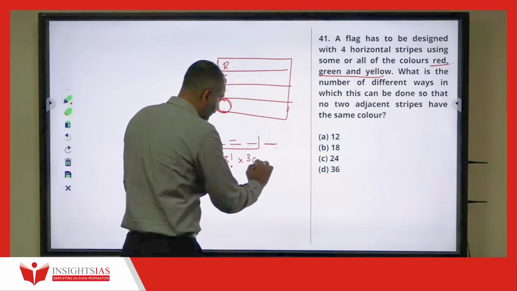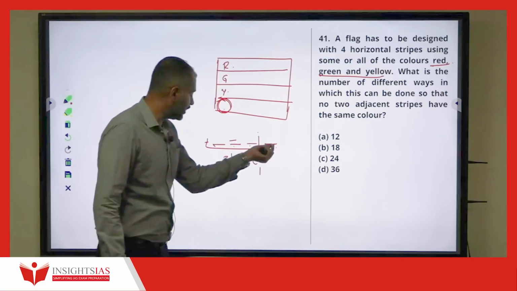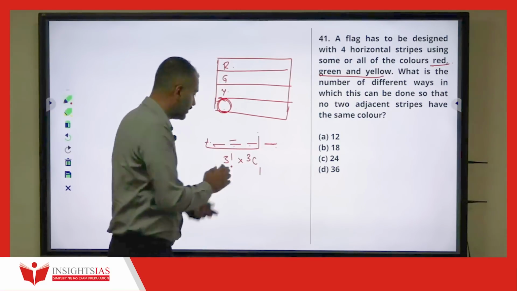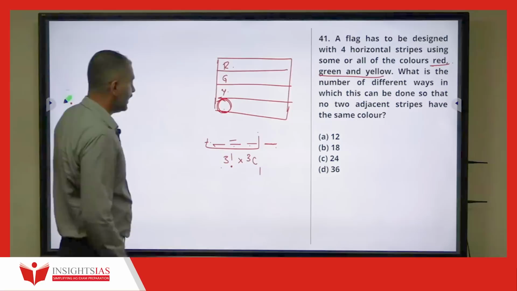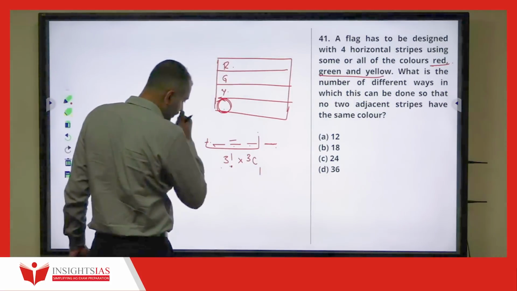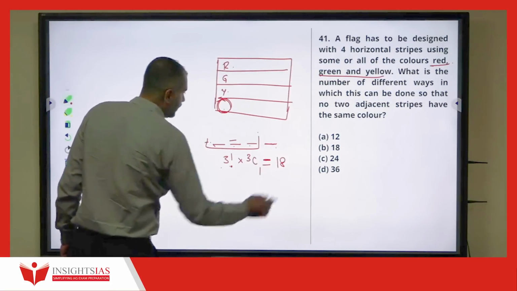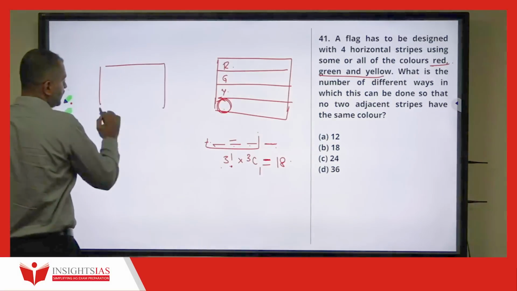So 3C1 ways you can fill here. Not necessarily yellow only. If you put yellow, yellow can be put here, red can be put here. So in this way, 3 factorial into 3. This is one of the ways. So totally this is 3 factorial, 6 into 3, 18.